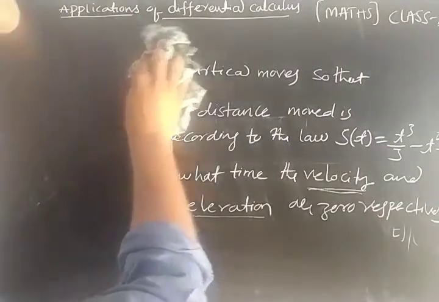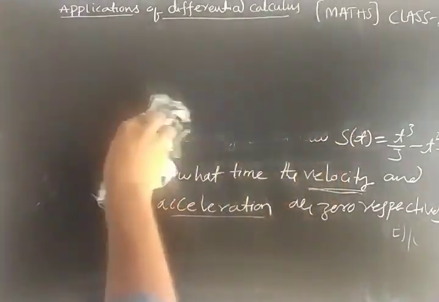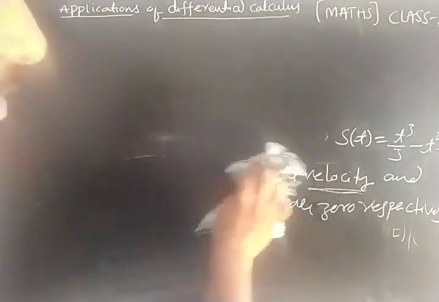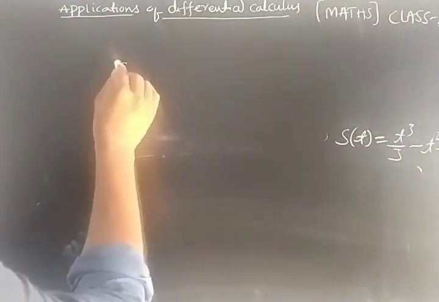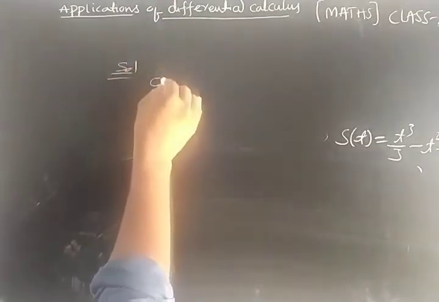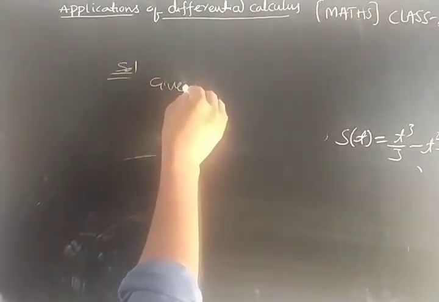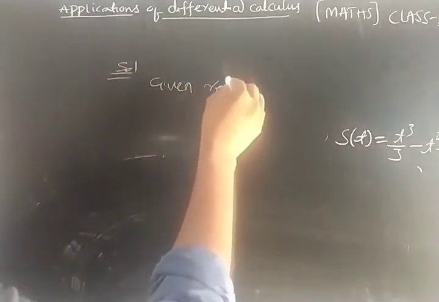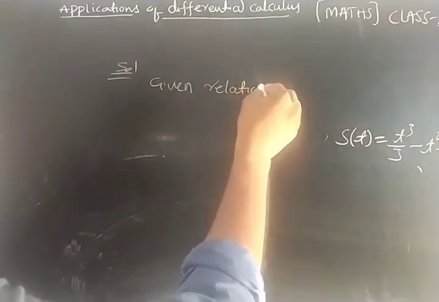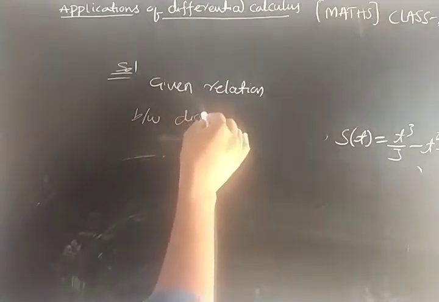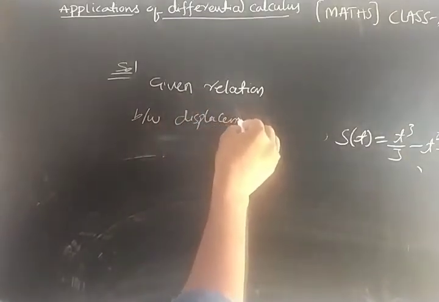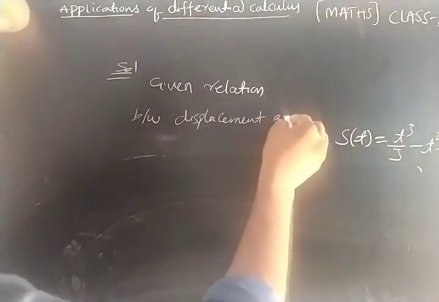Now I am writing the given relation between displacement and time. Now this is the relation between displacement and time. Solution. Given relation between displacement and time.